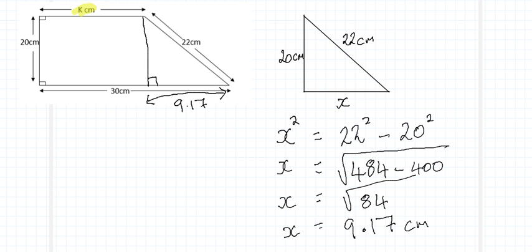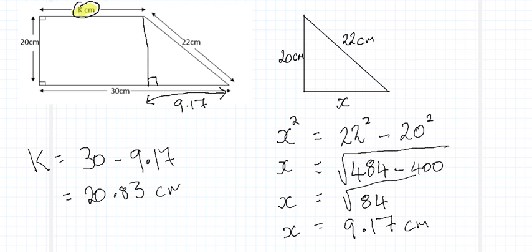Now that's not the end of the question, because what we actually wanted to know is the length of k. So the length of k is equal to the length of the base of the trapezium, which is 30 centimeters, minus the length of the triangle part of the trapezium, which was 9.17 centimeters. So when we work out k, we subtract those. K would equal the difference between those two, which is 20.83 centimeters.